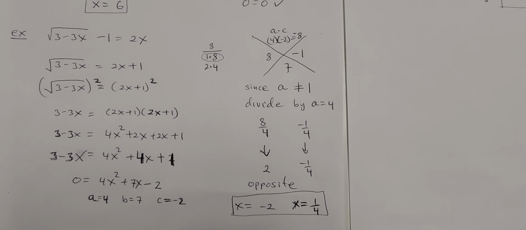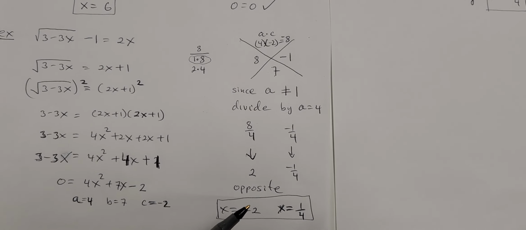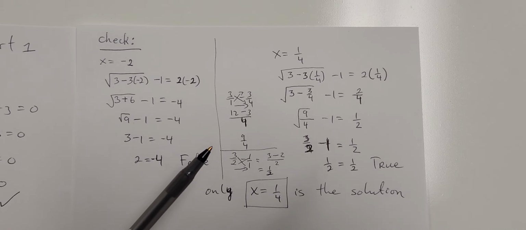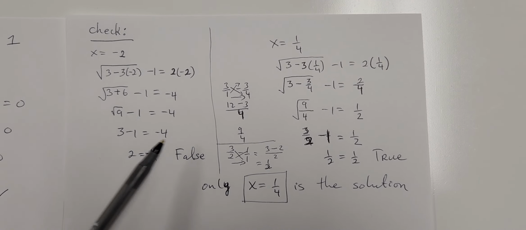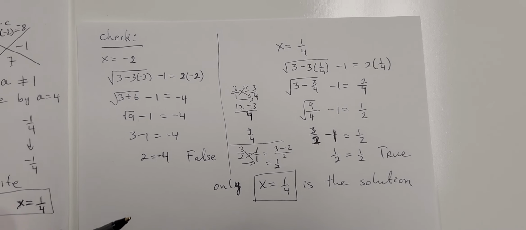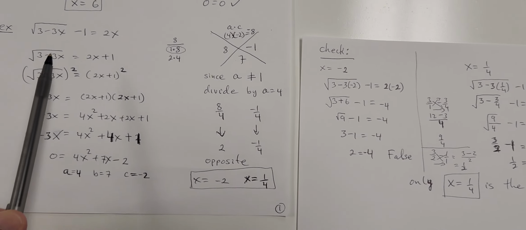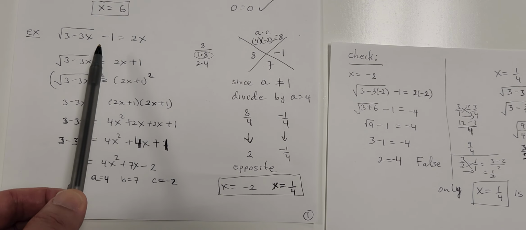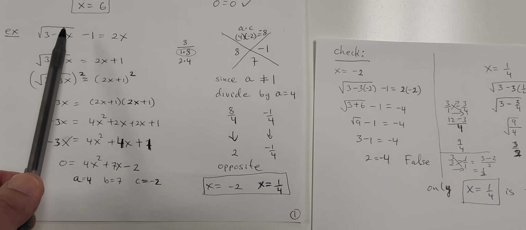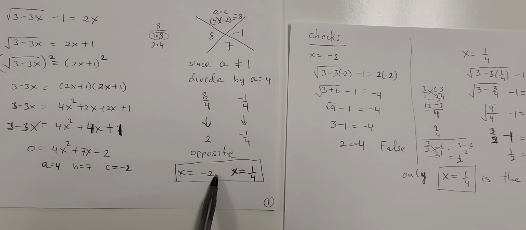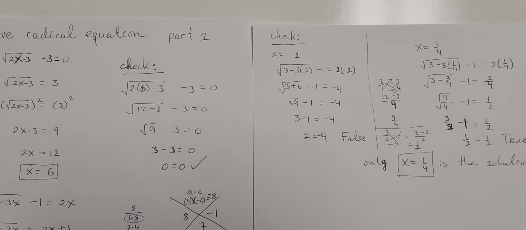So be very careful. Make sure you check your answer. Even though you have two answers, you only take the one that is true, and the false one you throw away. So again, 1/4 is the answer to the original problem here. 1/4 is the only answer to this equation. The -2 doesn't work, so we throw it away. So make sure you check your answer and be very careful.